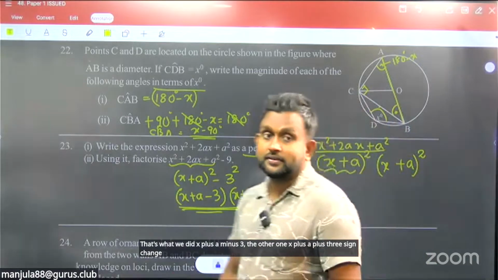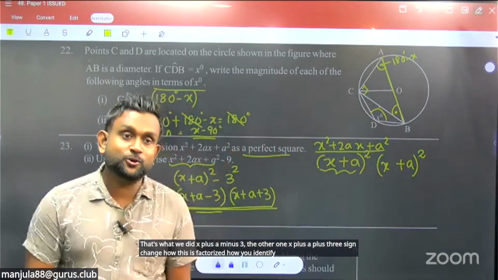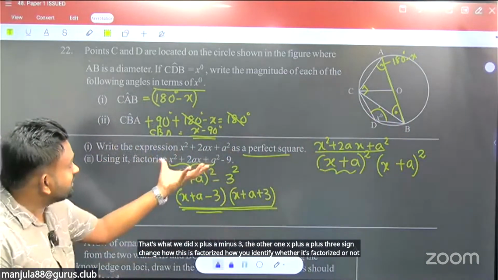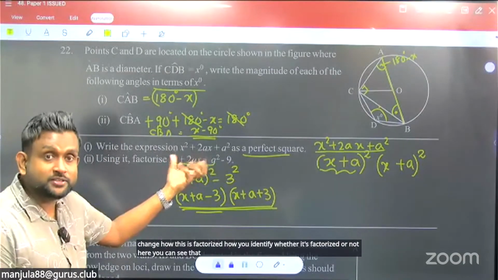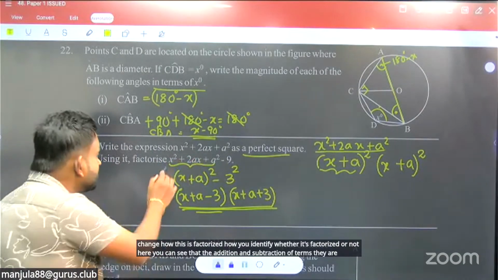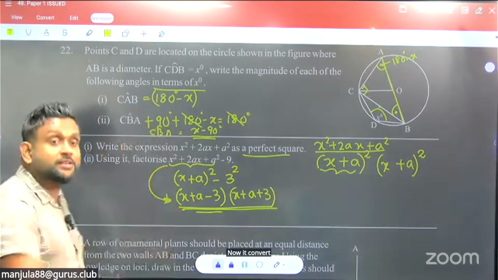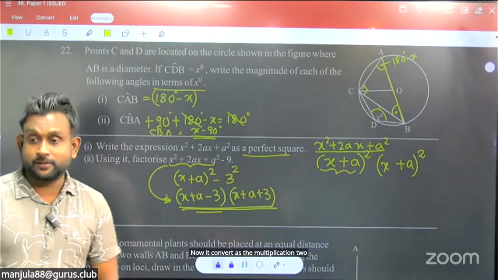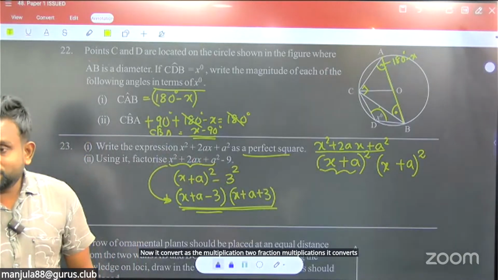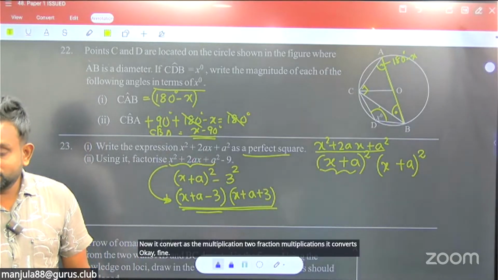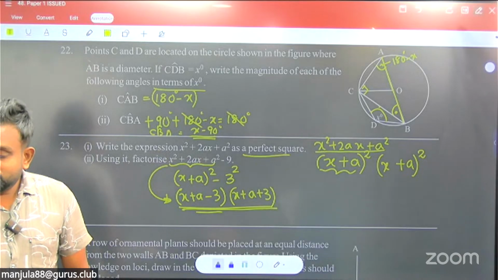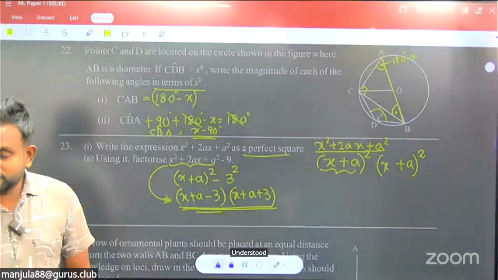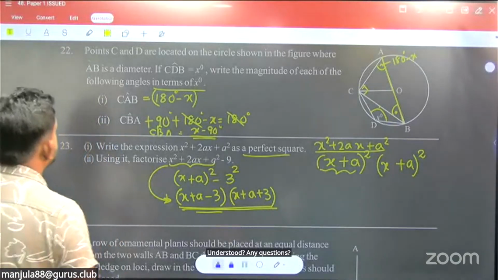Now this is factorized. How do you identify whether it's factorized or not? Here you can see that the addition and subtraction of terms now converts into multiplication. Two factors multiplied, it converts. Okay, fine. Understood? Any questions? Right. Now we move to the next one.